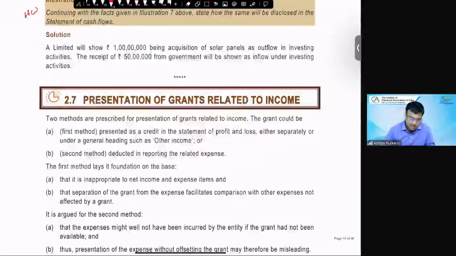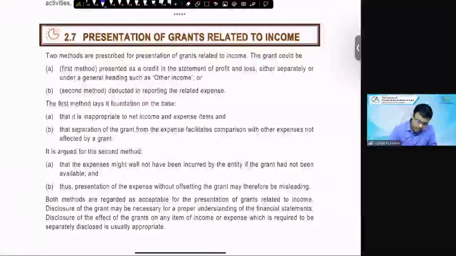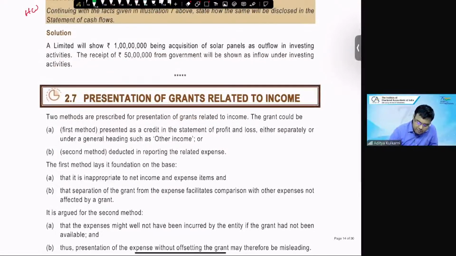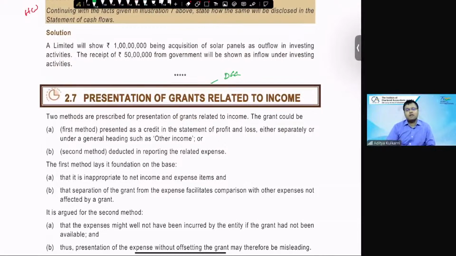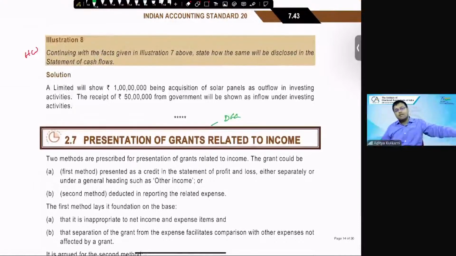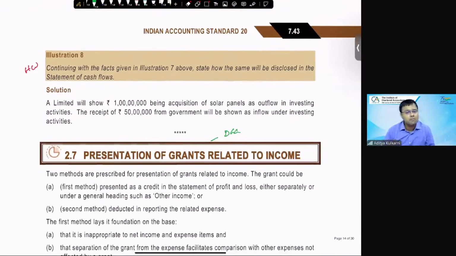Presentation of grants related to income. Now here there are two manners or two schools of thought. First one tells us, see, this is basically deferred government grant. ये जो deferred government grant income है, I can either show it as a credit to the P&L and expenses are on gross basis, or I can net off the expenses against the grant income to show the net expense. Are you able to follow?